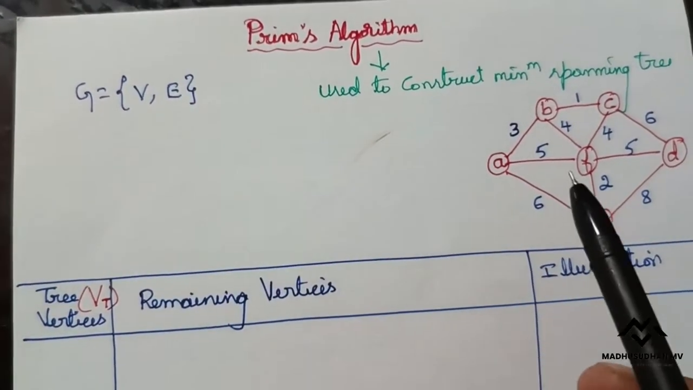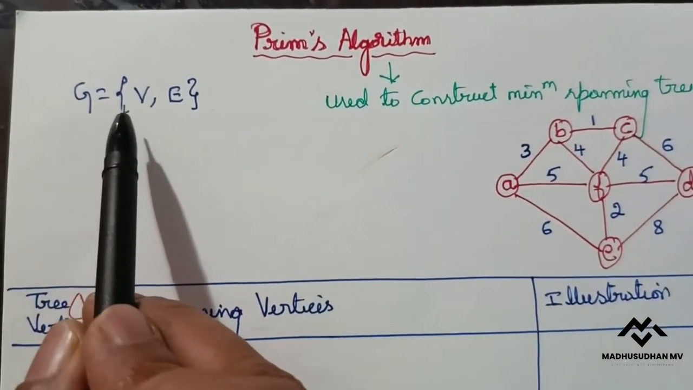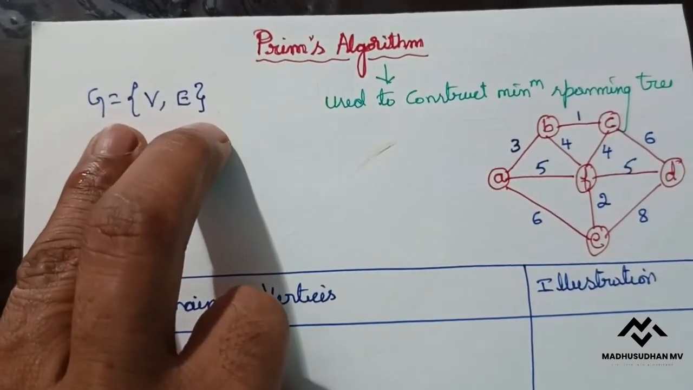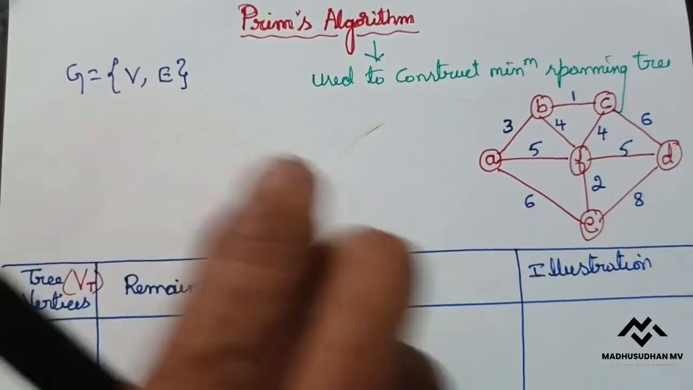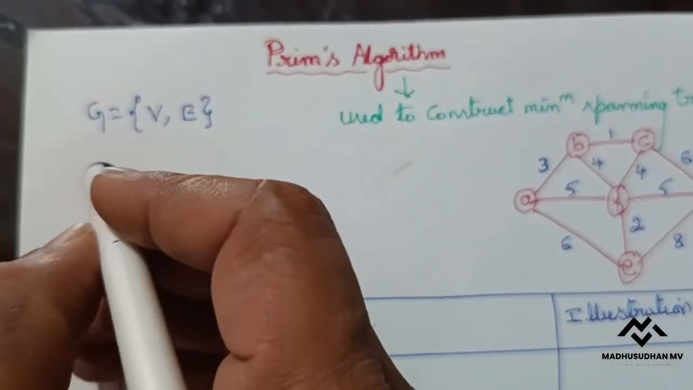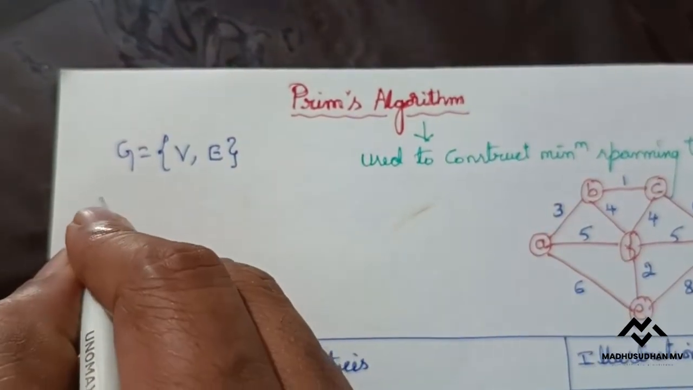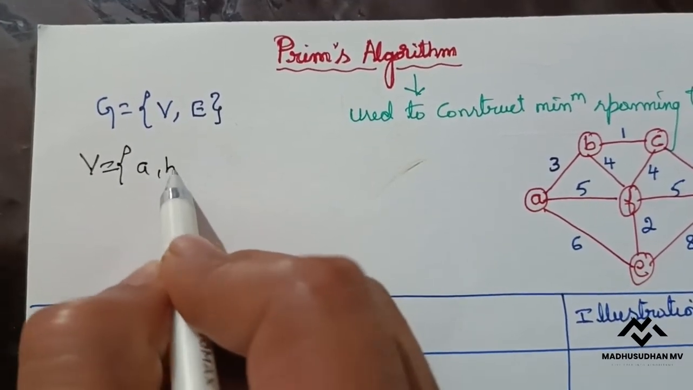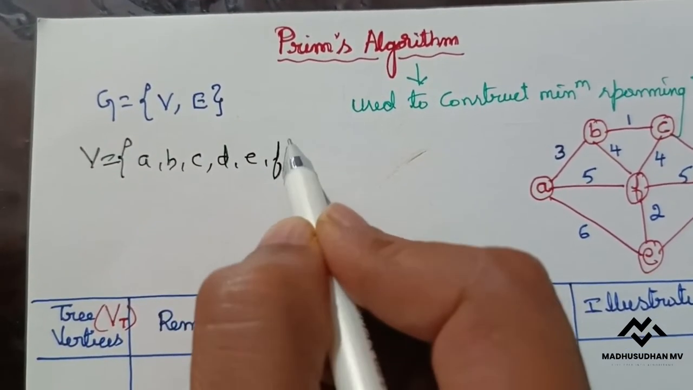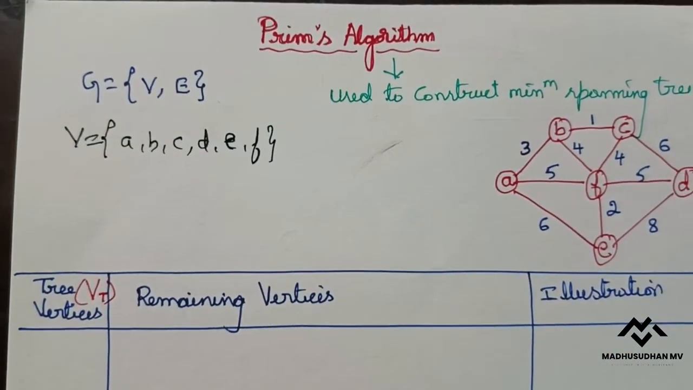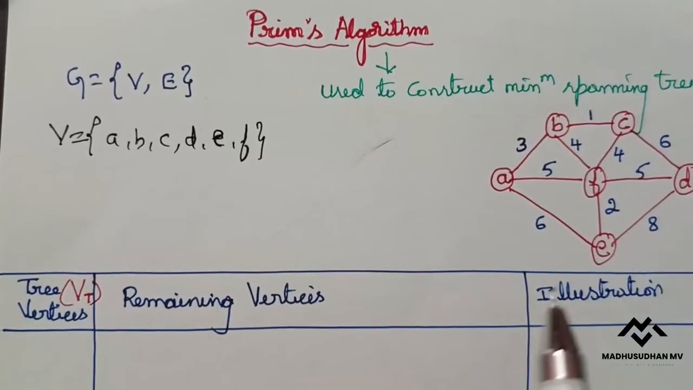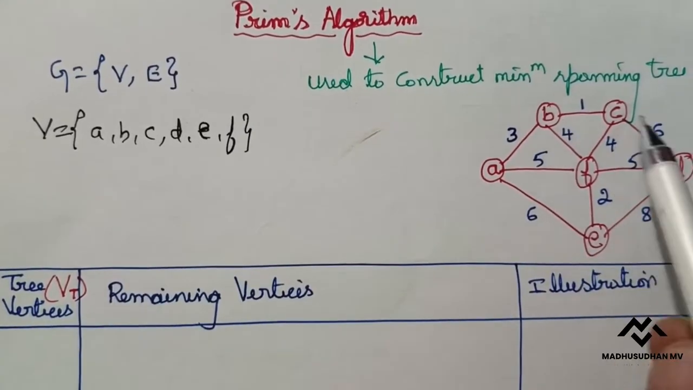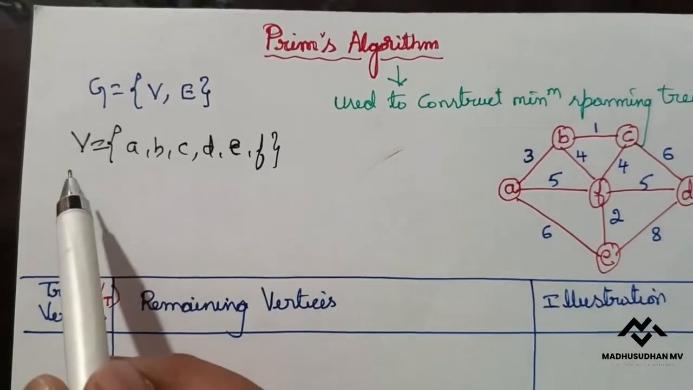What is the definition of a graph? We know that graph G is equal to a set of vertices and edges, written in curly brackets. In our example, the set of vertices is nothing but A, B, C, D, E, F. Vertices are also called nodes. So these, which are written within the circles, are the nodes, also called vertices. These are the set of vertices.